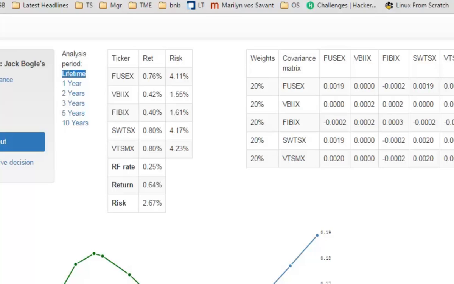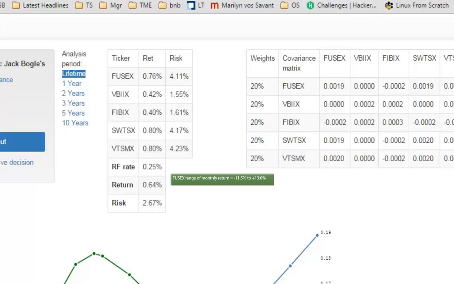Its lifetime risk rate or standard deviation from that average is 4.11%. Now this means that Fusex has oscillated between negative 11.5% and positive 13% in monthly returns over its lifetime. That is a wild swing.